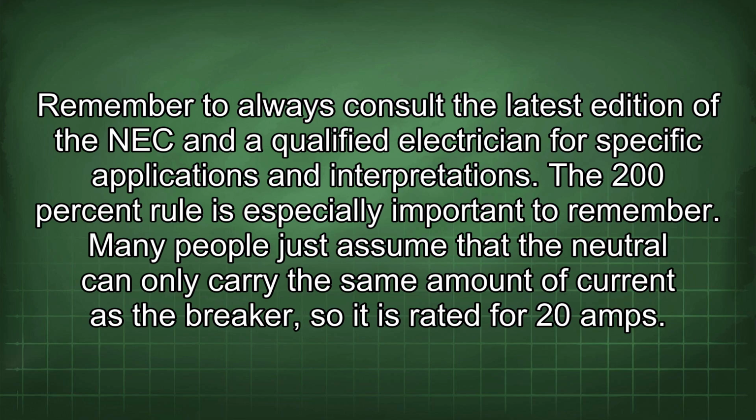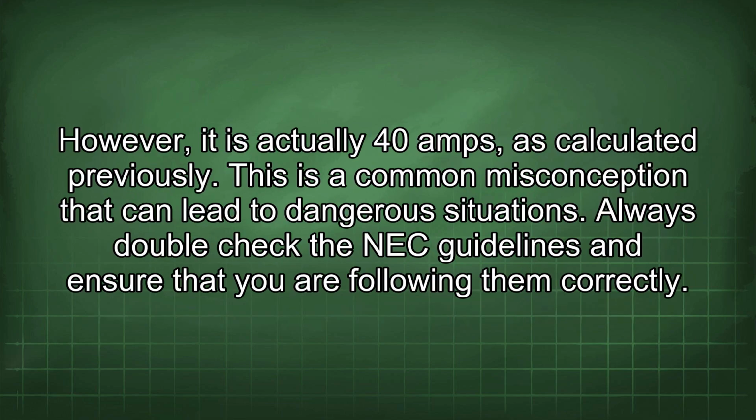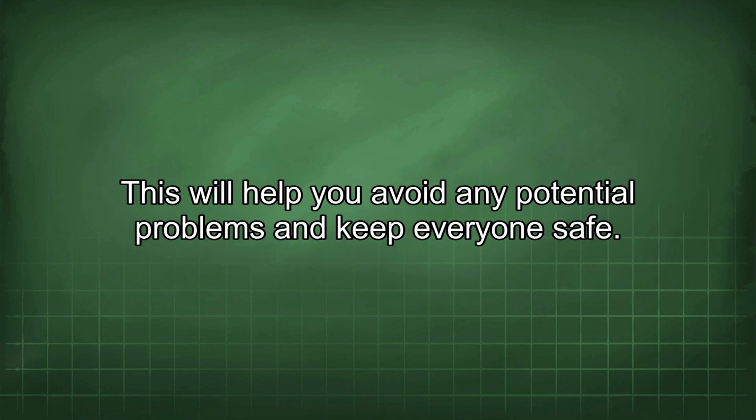Many people just assume that the neutral can only carry the same amount of current as the breaker, so it is rated for 20 amps. However, it is actually 40 amps, as calculated previously. This is a common misconception that can lead to dangerous situations. Always double-check the NEC guidelines and ensure that you are following them correctly. This will help you avoid any potential problems and keep everyone safe.